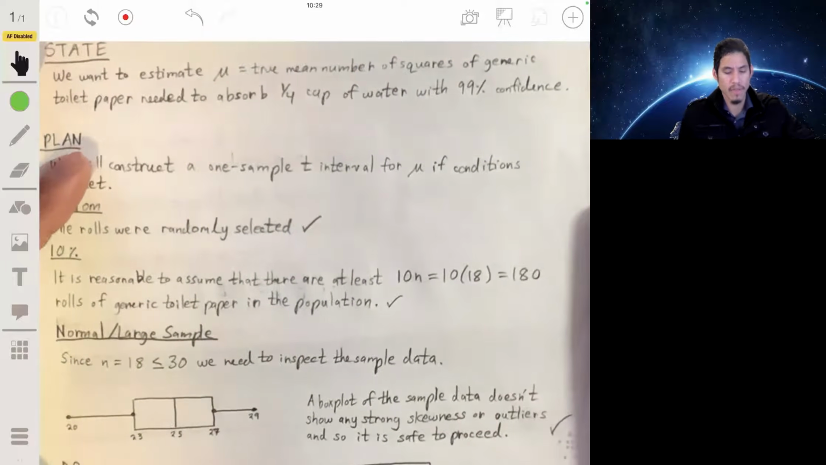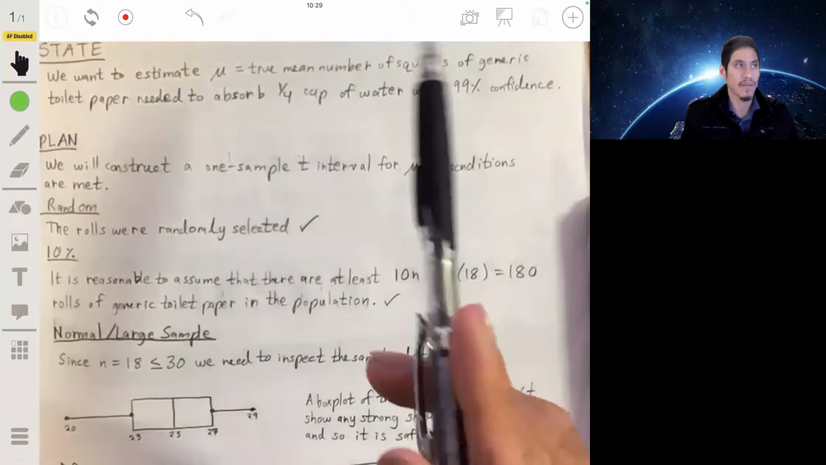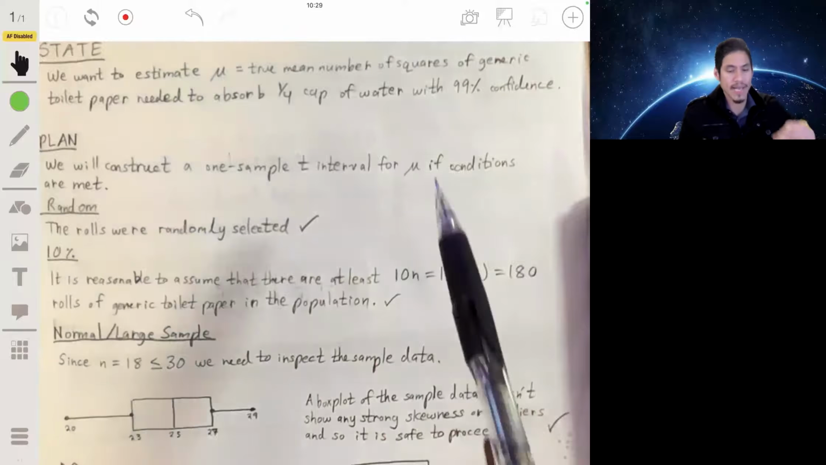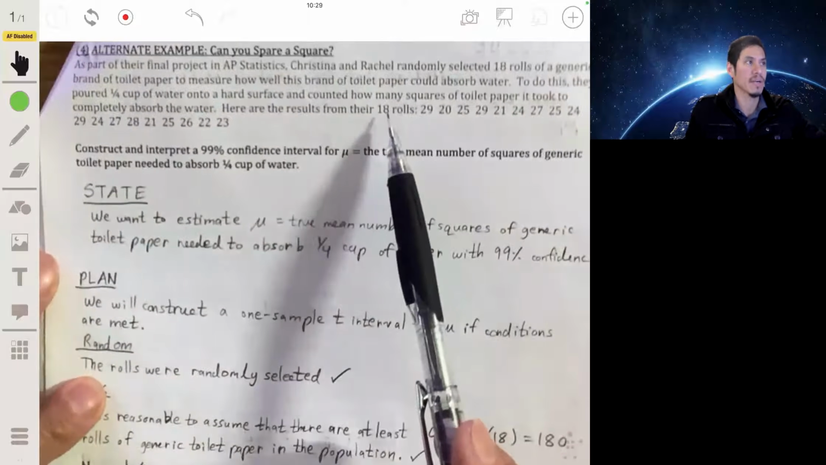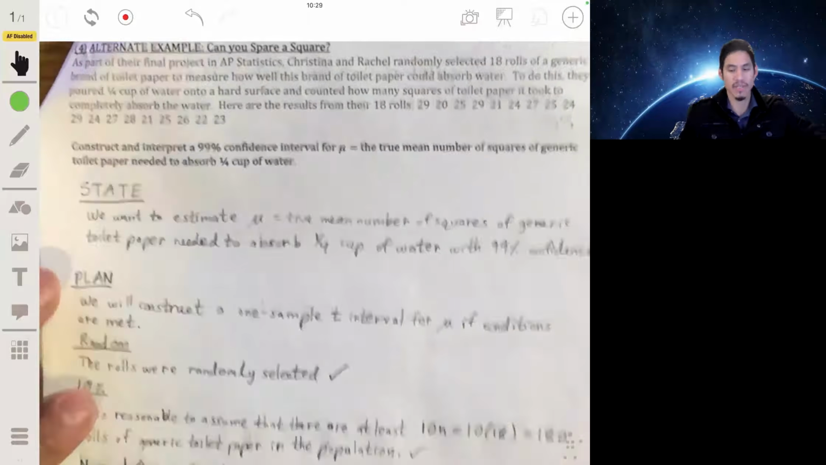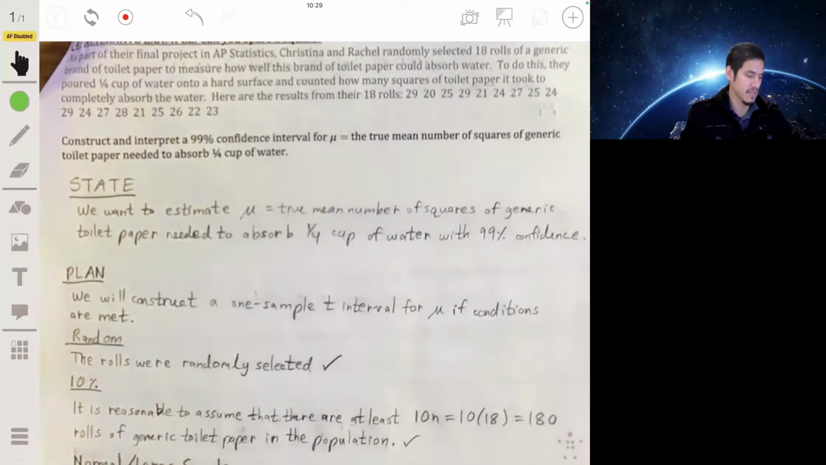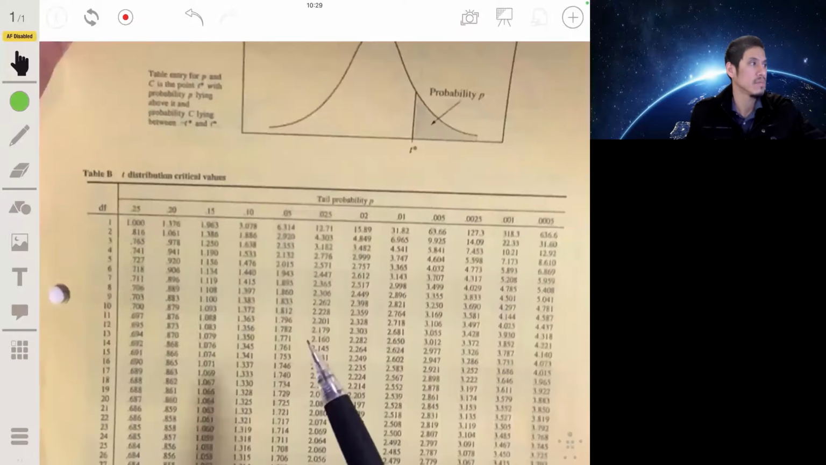Okay, so our do part. We're going to need to first figure out what degrees of freedom we're going to have to use for this sample. So we have 18 rolls, so our n is 18. So our degrees of freedom is going to be 17, n minus 1, and we're going to look for the t star value for a 99% confidence interval with degrees of freedom of 17.